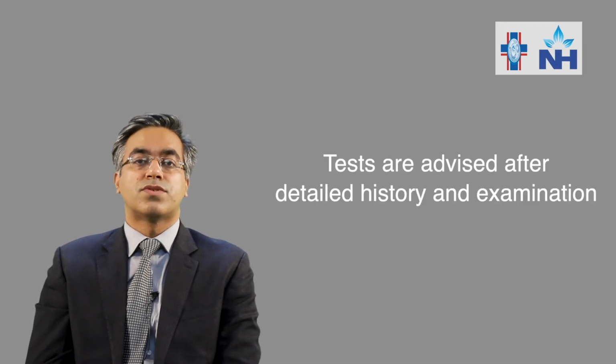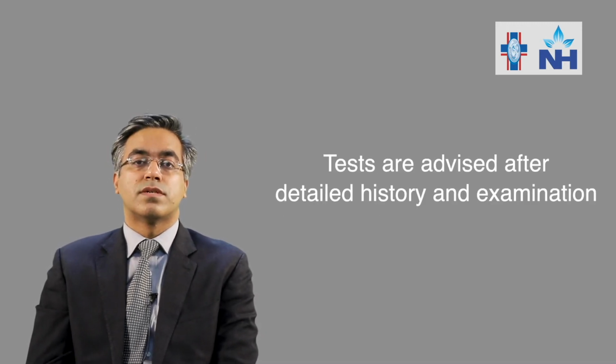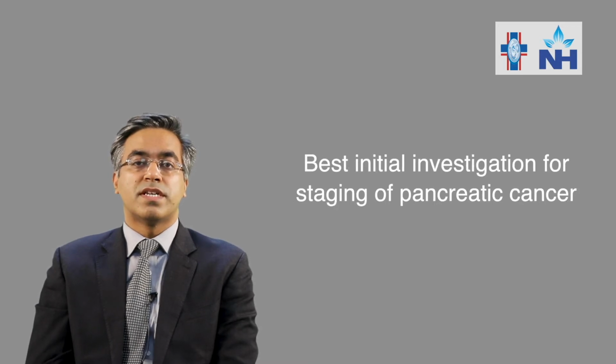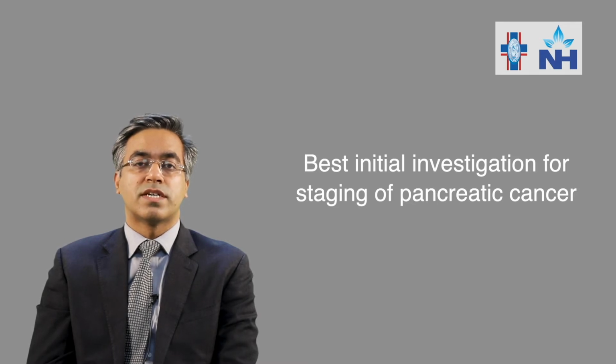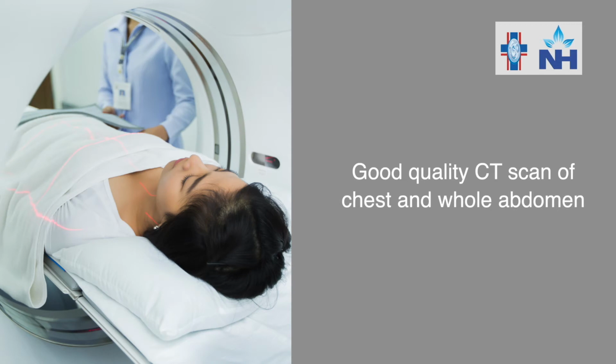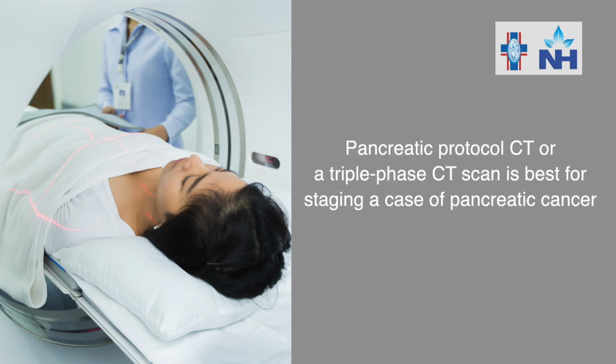After a detailed history and physical examination, the clinician usually advises some tests. The best initial investigation to diagnose and stage a case of pancreatic cancer is a good quality CT scan of the whole abdomen and chest. This is also called triple phase or pancreatic protocol CT scan and is the best way to stage a case of pancreatic cancer.